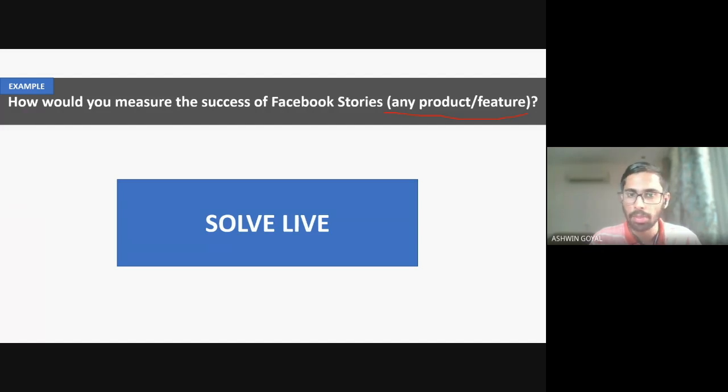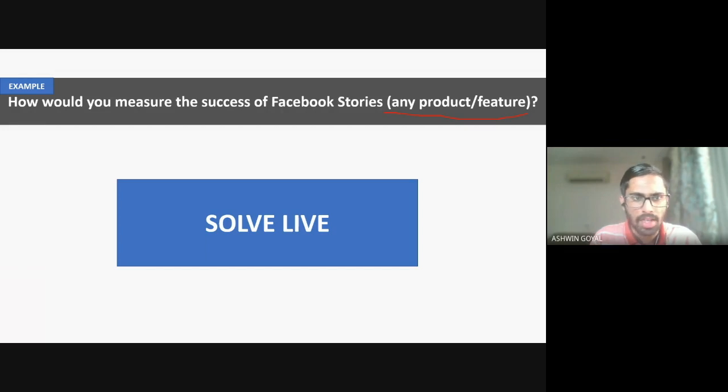Or success can be how many people open Facebook stories and watch at least 5 stories a day, right? Or it can be how many people upload stories, right? I might be a very active user of Facebook, but I might not upload any story, right? So understand the success. What is the meaning of success here? That is the first thing.